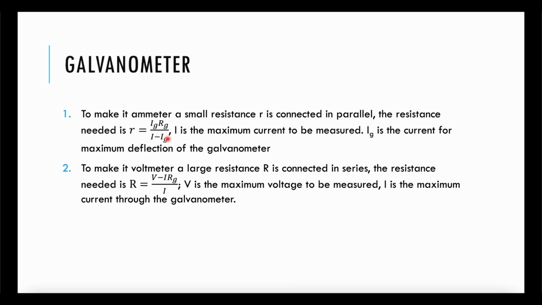And to make a voltmeter, you have to use a large resistance R which is connected in series with the galvanometer, and the resistance is (V minus I times Rg) divided by I, where V is the maximum voltage we want to measure and I is the maximum current the galvanometer can afford, and Rg is the resistance of galvanometer. So these formulas are quite important as well.